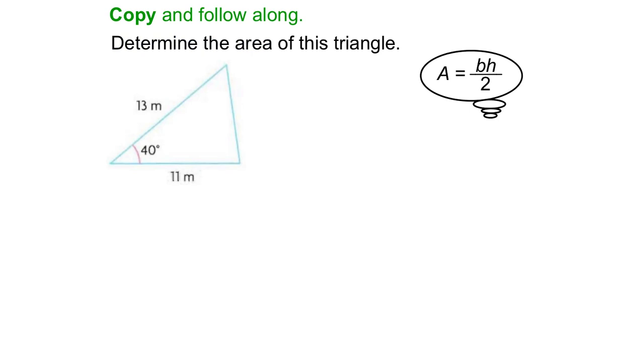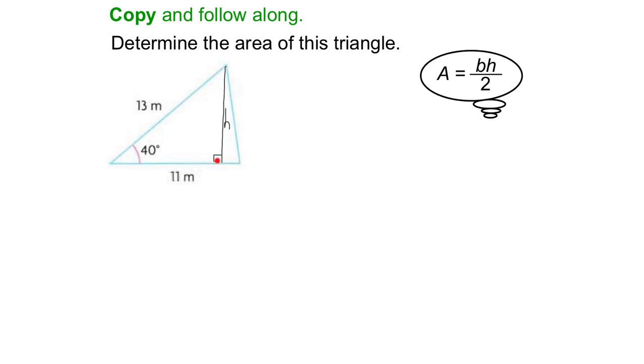Here's a problem that you should copy and follow along with. Determine the area of this triangle. So as a reminder, area of a triangle is equal to base times height divided by 2. Base and height are perpendicular to each other, which means they're at a right angle. So one thing you can do is just imagine the height here, perpendicular to the base of the triangle. So I know my base is 11 meters. I don't know the height, but if I did, then I could calculate the area of the triangle. So really this problem boils down to solving for the height.